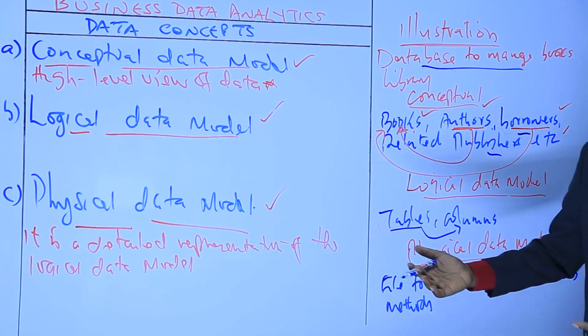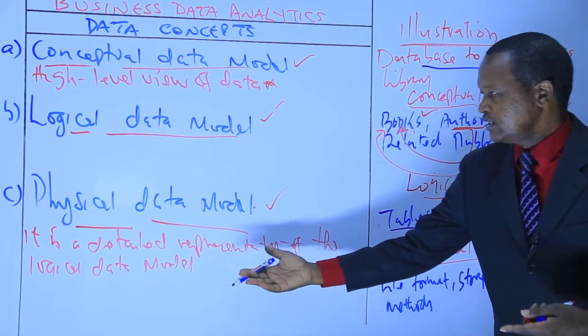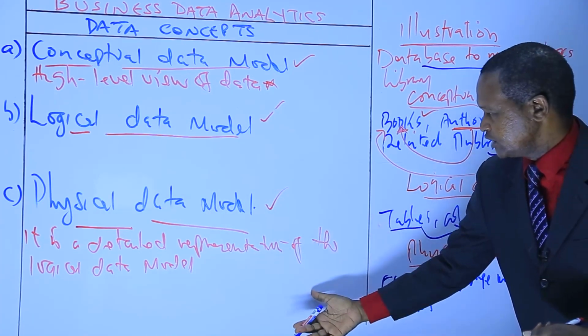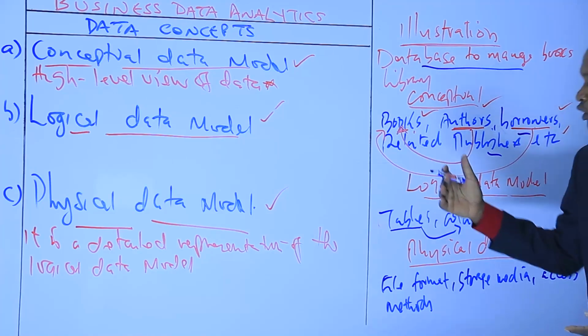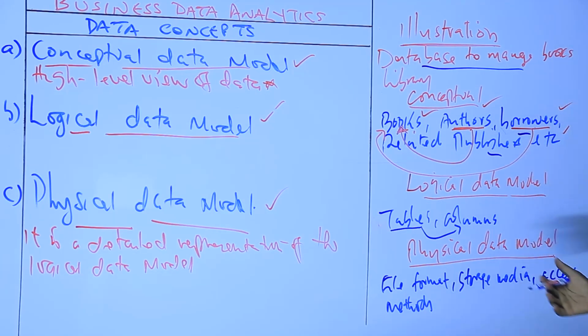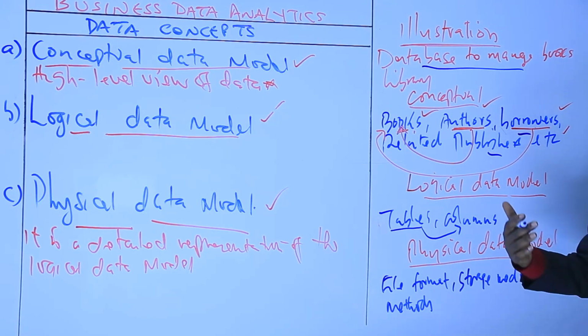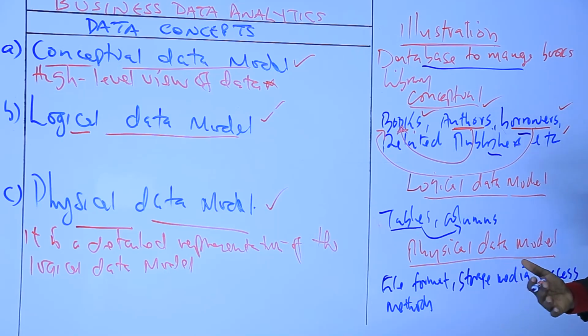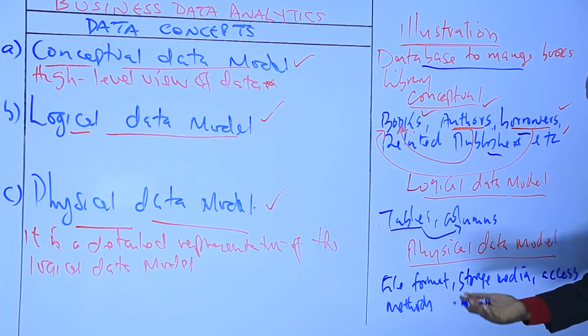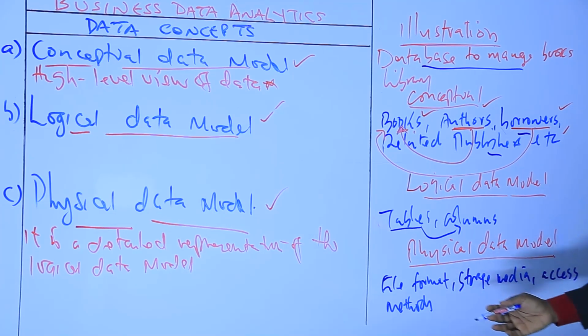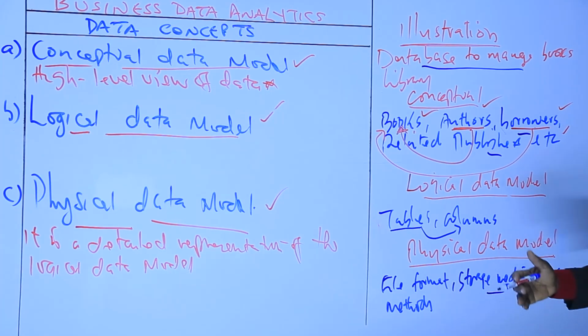Here we say that a physical data model is a detailed representation of the logical data model. So the physical data model specifies the physical implementation of the database. And I've said it includes important aspects like the file format, the storage media, the access methods.